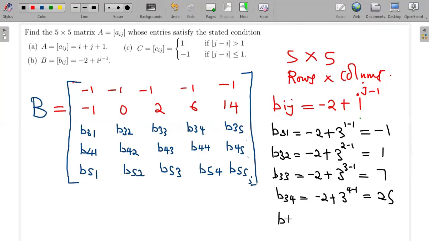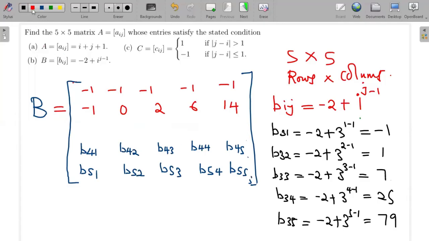Okay, the next one, B35. B35 will be minus 2 plus 3 to the power 5 minus 1. So here I have 5 minus 1 in the power, so that will be 4. So 3 to the power 4 gives me 81. And then 81 plus minus 2 will just be 79. So I'll replace my third row with these entries. So I'll say my third row has minus 1, 1, 7, 25, 79.